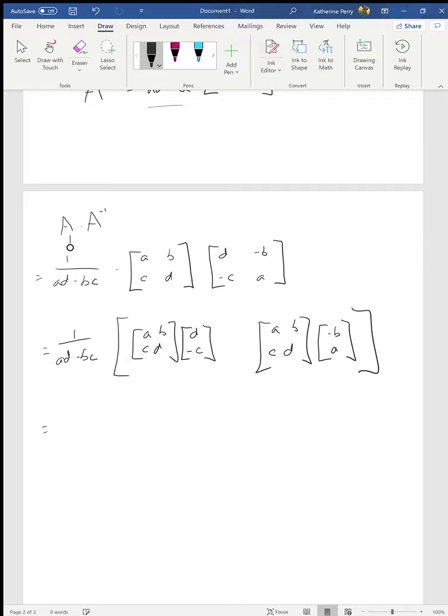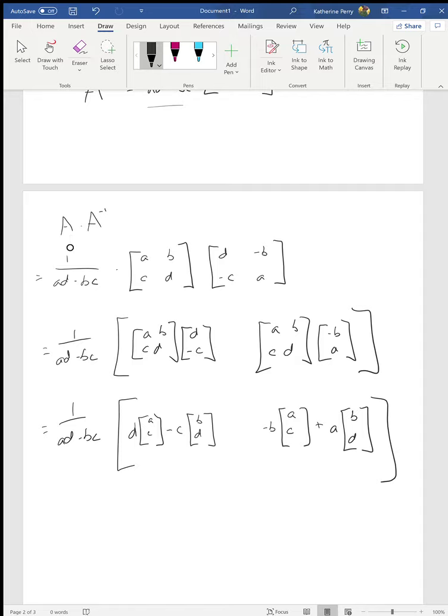And then if I continue on and work this out, this is equal to d times a, c, plus, a negative, so I'll just do minus c times b, d. And then over here, I'll have a negative b times a, c plus a times b, d.